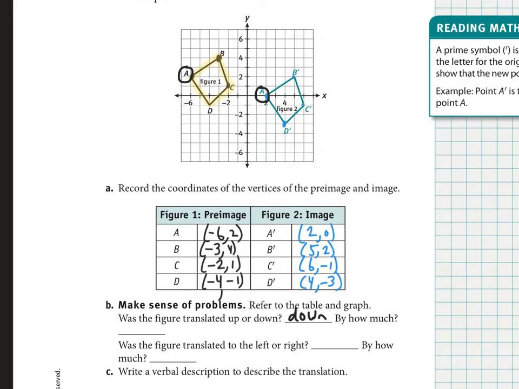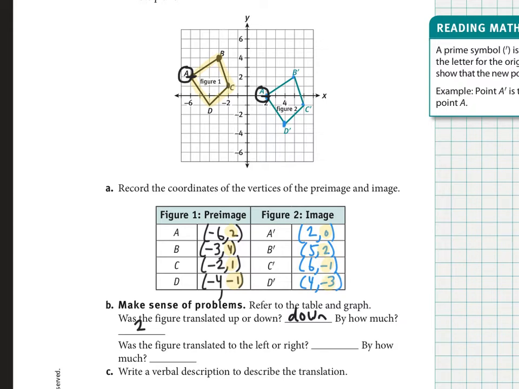Okay, it went down. This was at a y value of 2, and then it ended up at a y value of 0. So it looks like it went down 2 units. And if you were to compare the y values, each one, when you go to the image, is 2 lower than the original pre-image. So that would be a way to tell from the table.